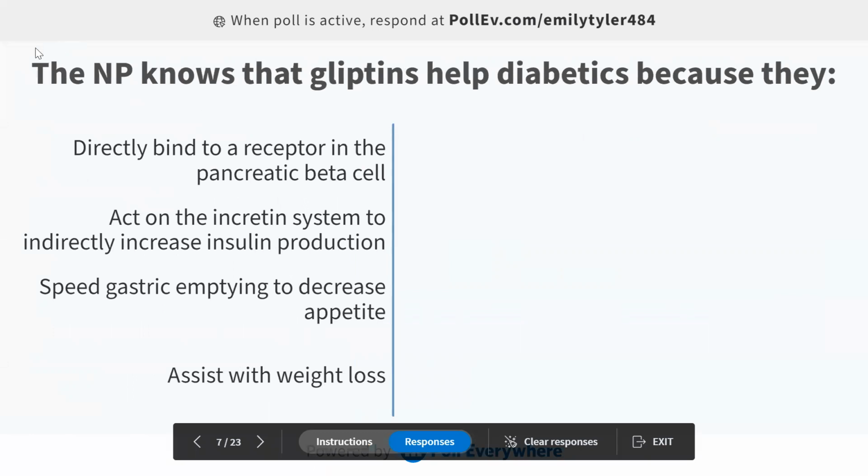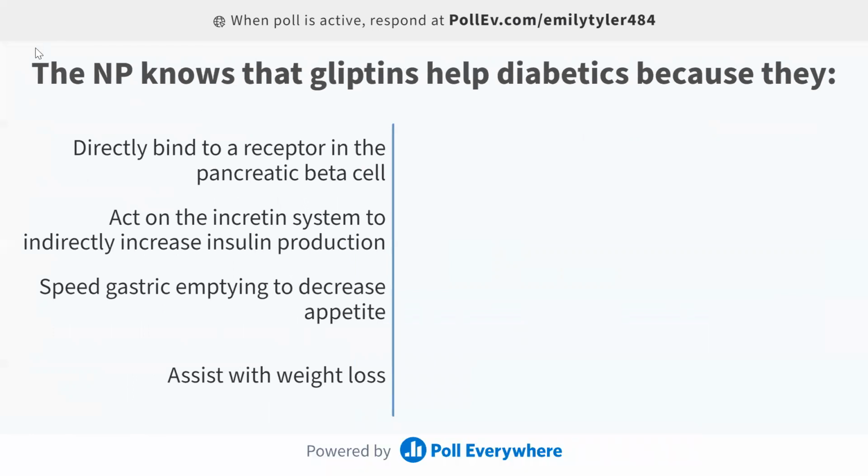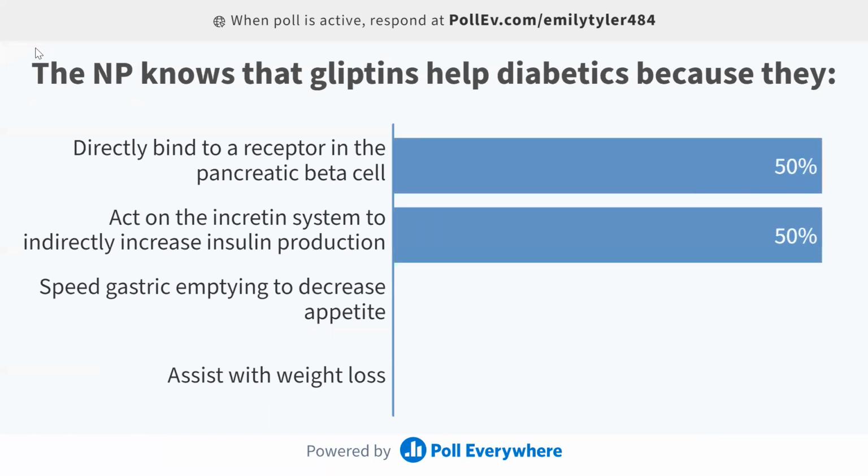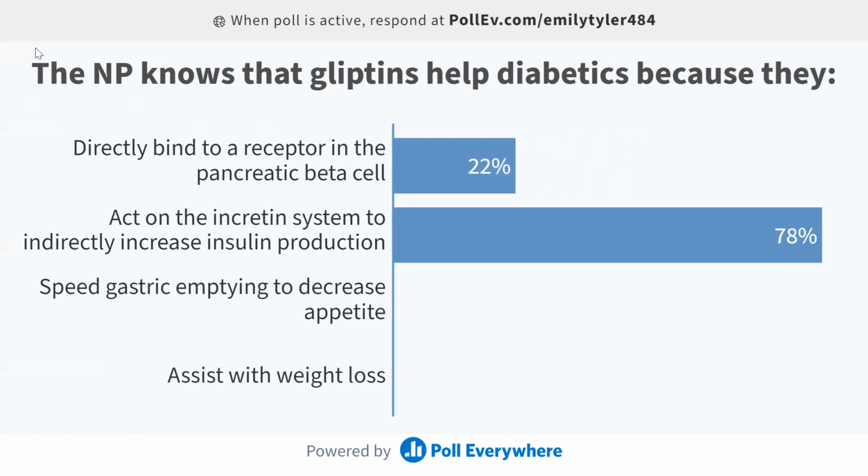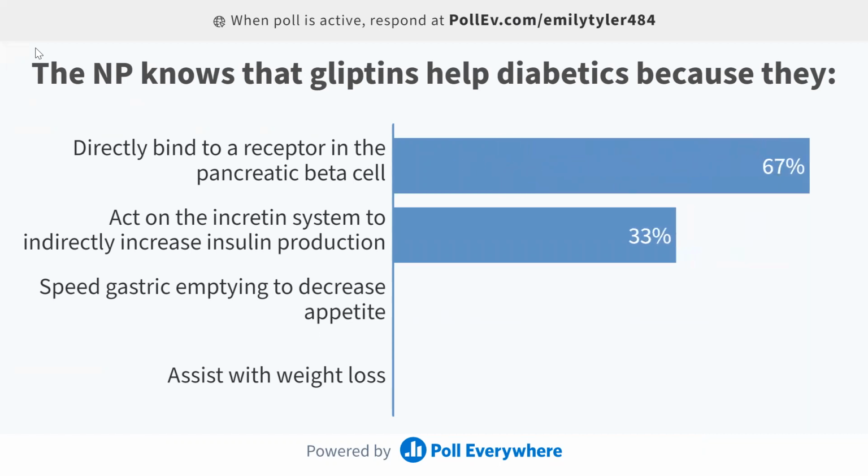You know that gliptins help diabetics because they do what? We just learned that, what did we? We just learned that gliptins are going to act by directly binding to the receptor on the pancreatic beta cell. So that top one is our correct answer there.